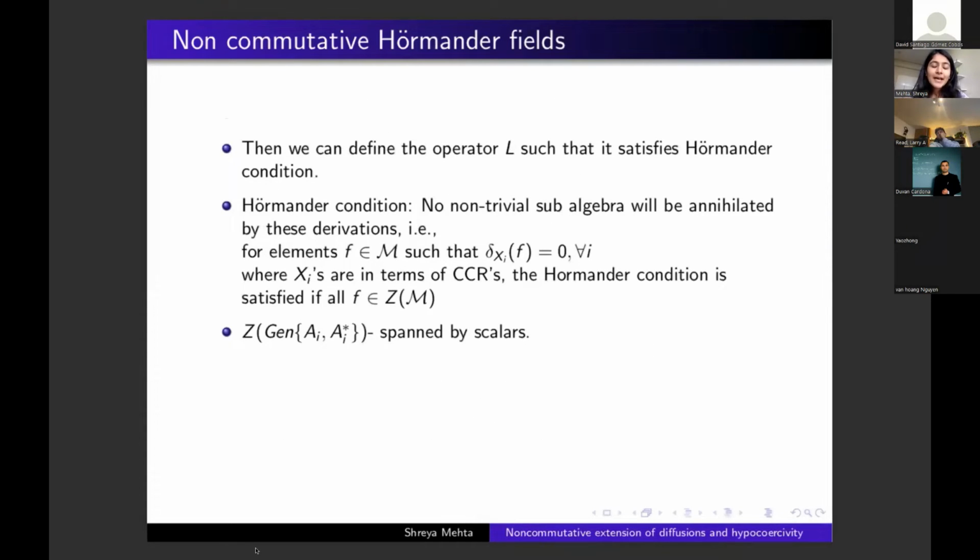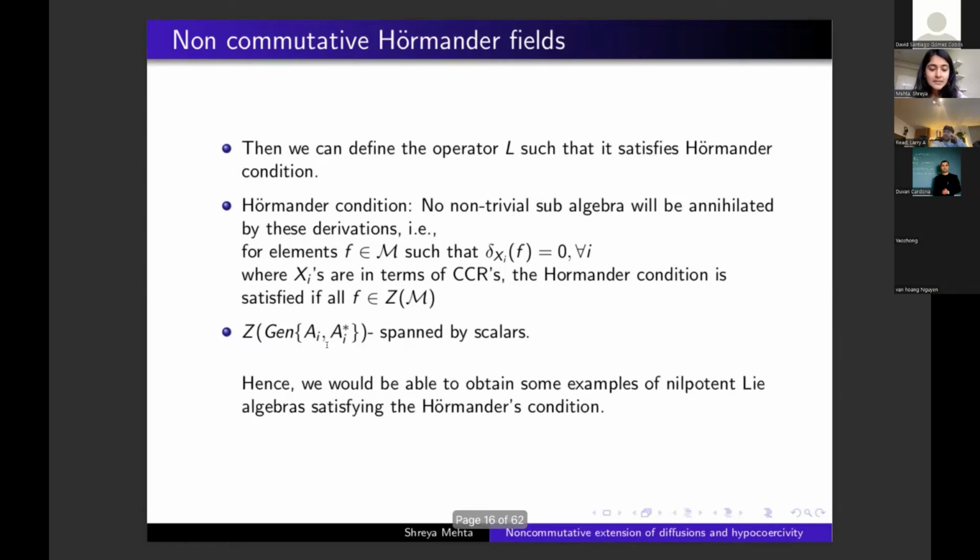So once we have this representation, we can define the operator L, which satisfies the Hörmander condition. In our case, the Hörmander condition is that no non-trivial subalgebra can be annihilated by these derivations. That is, all the elements which annihilate these derivations have to be a part of the center of the algebra. And in our case, the algebra is generated by the CCRs, so the center is just spanned by scalars. So we would be able to get some examples of nilpotent Lie algebras which satisfy the Hörmander condition.